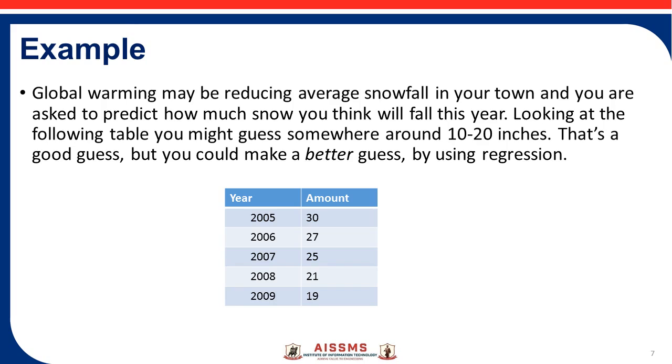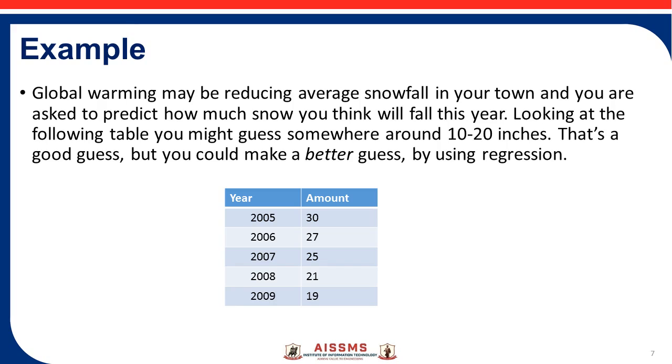Global warming may be reducing average snowfall in your town, and you are asked to predict how much snow will fall this year. Looking at the following table, you might guess somewhere around 10 or 20 inches. That's a good guess, but you could make a better guess by using regression. In the table we can see the year and the amount of snowfall in inches.